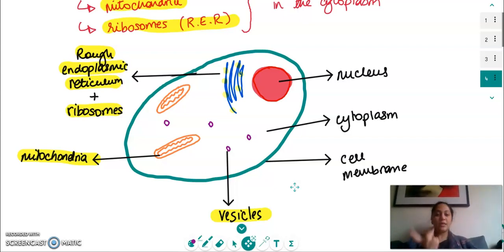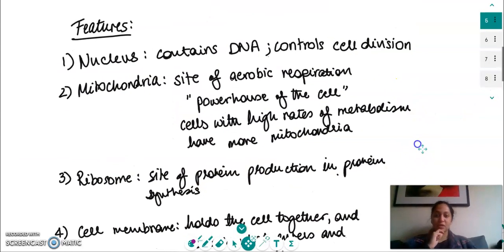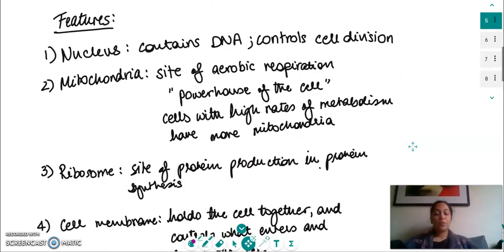Okay, so let's look at what are the exact functions of these subcellular organelles. Okay, so primarily we have the nucleus, and like I mentioned earlier, the nucleus contains the DNA. This also controls cell division. It controls various enzymes that tell a cell that, okay, now's the time that we have to get bigger, and now's the time that we have to split into two.